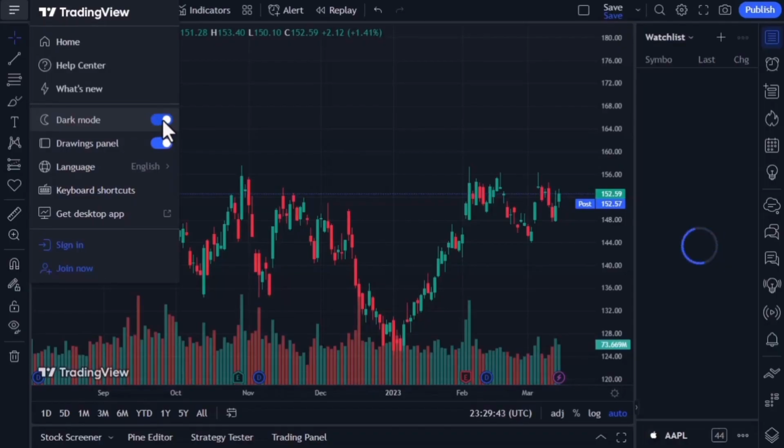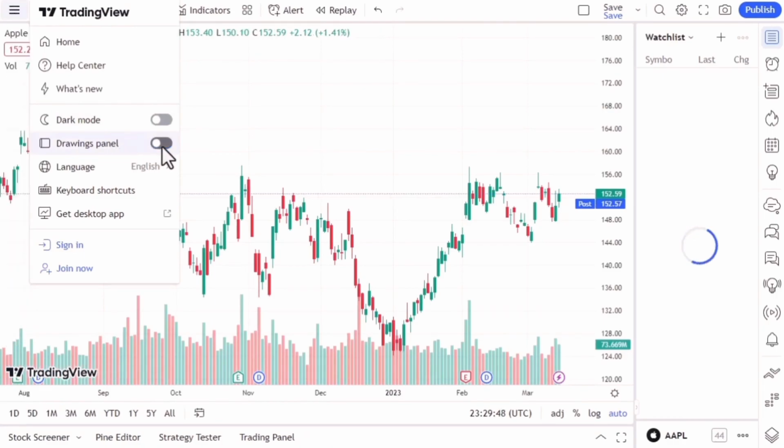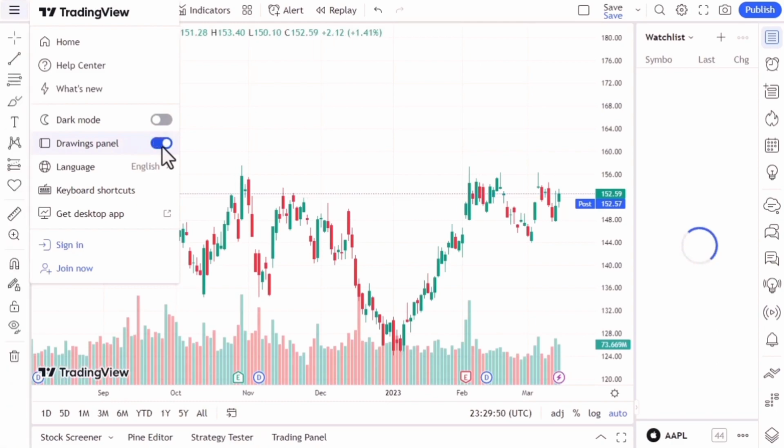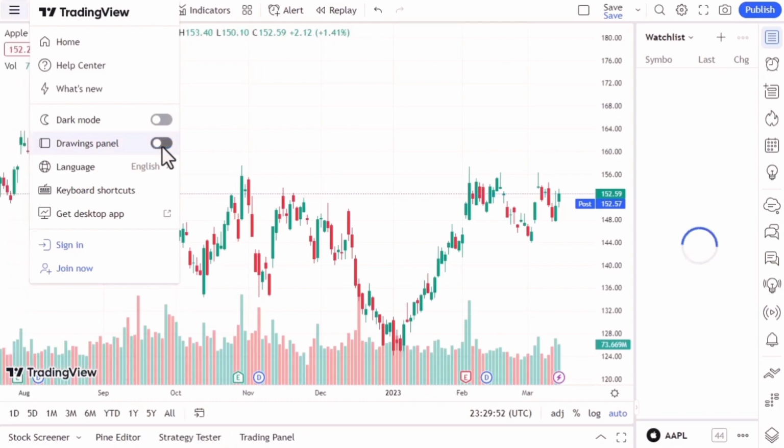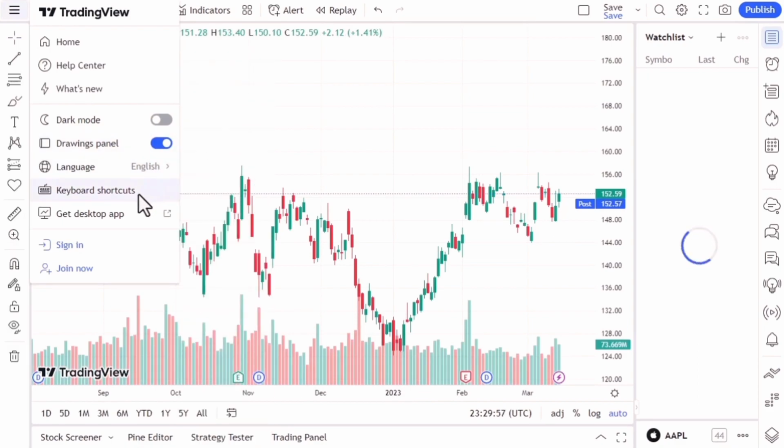What's new? You can check the news. Then you can change the mode to dark mode, depending on you. Drawing panels: if you take a look at the left side, you can just make it disappear. That depends on you too. Then the language, and keyboard shortcuts, where you can prepare some shortcuts for yourself, which I'm going to come back to later. Get the desktop app. You can work with the application or with the website version. It depends on you. Then sign in.